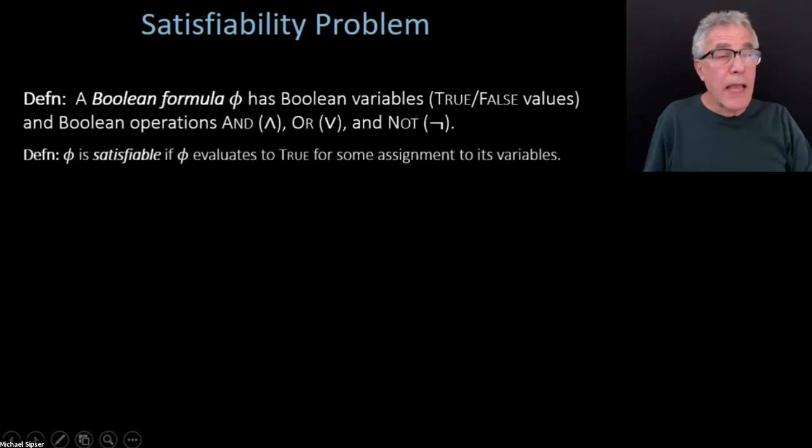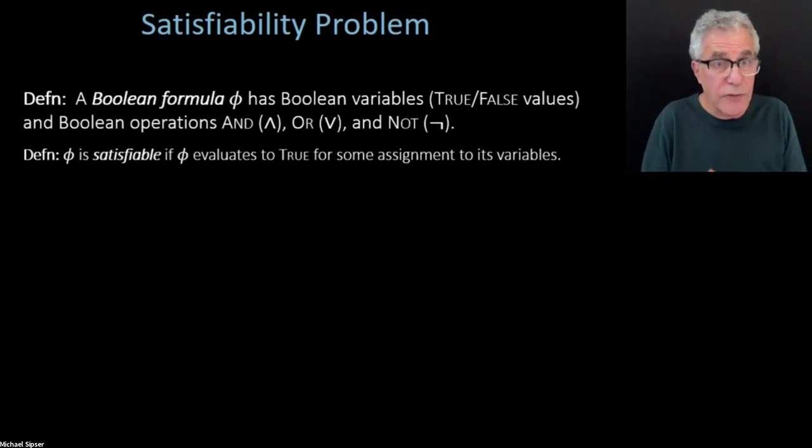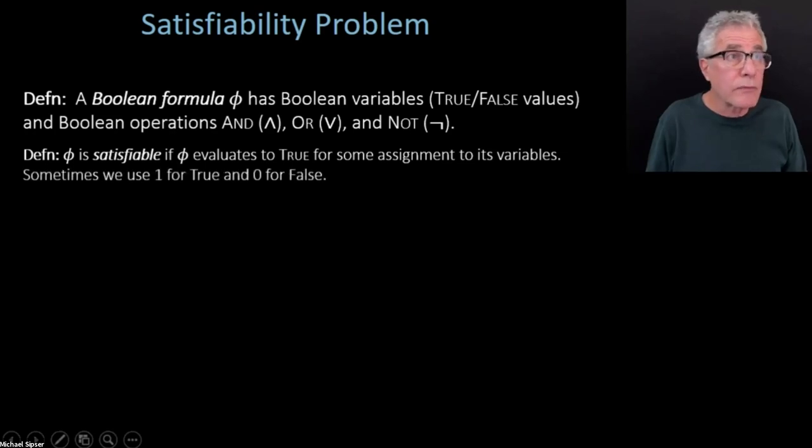Okay. And we're going to say such a Boolean formula is satisfiable. We'll do an example in a second. If that formula evaluates to true, if you make some assignment of values to its variables. So just like arithmetical formulas will have some value if you plug in values for the variables, a Boolean formula is going to have some value if you plug in Boolean values for its variables. And I want to know, is there some way to plug in values which makes the whole thing evaluate to true? The formula is going to evaluate to either true or false, and I want it to evaluate to true.